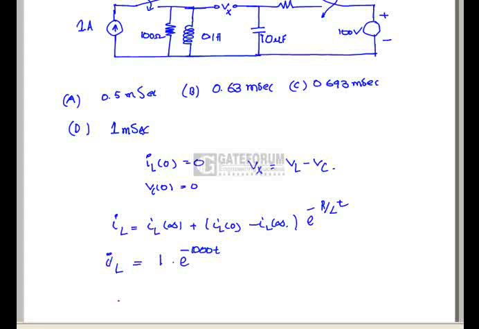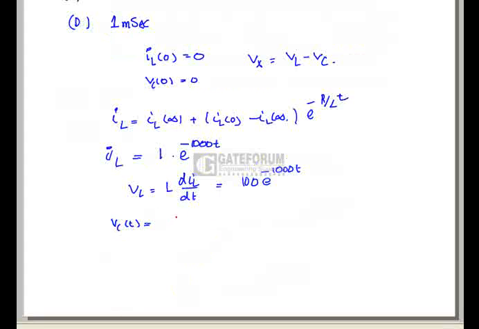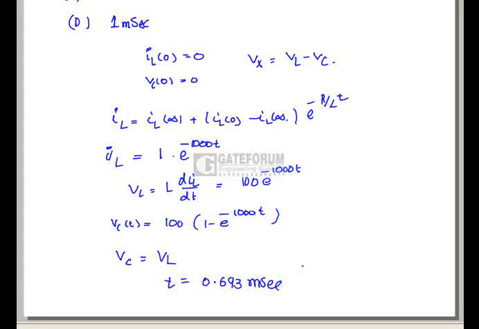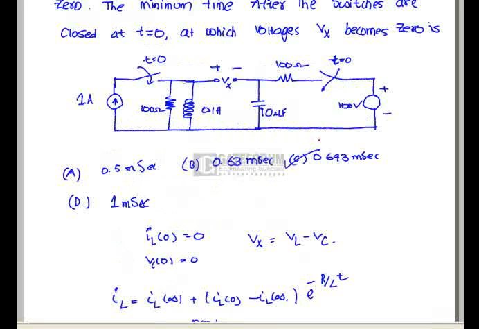this is IL. VL equals to L dIL by dt, which is equals to 100 e power minus 1000 t. Similarly, Vc of t equals to 100 of 1 minus e power minus 1000 t. If we equate Vc equals to VL, then we will get t equals to 0.693 milliseconds. Hence option C is correct.